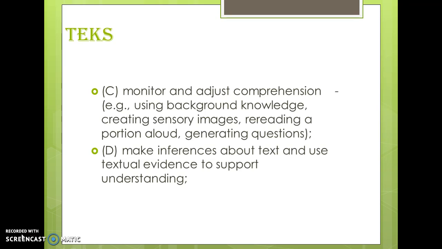The techniques that we will be using will be to monitor and adjust comprehension, for example, using background knowledge, creating sensory images, rereading a portion out loud, and generating questions. It's also making inferences about text and using textual evidence to support understanding.